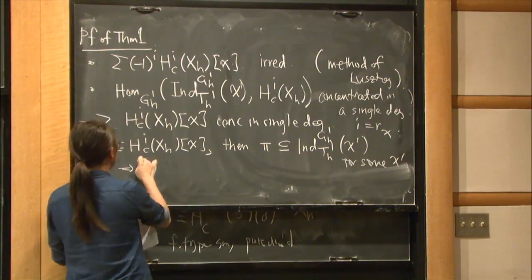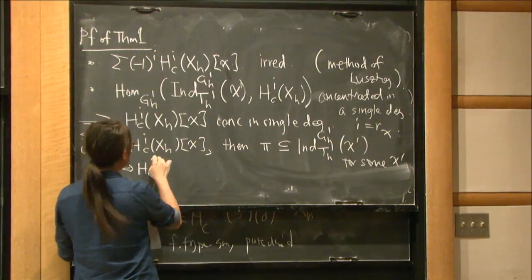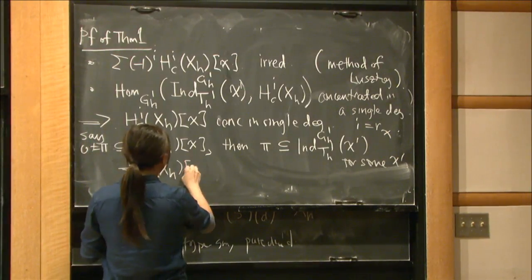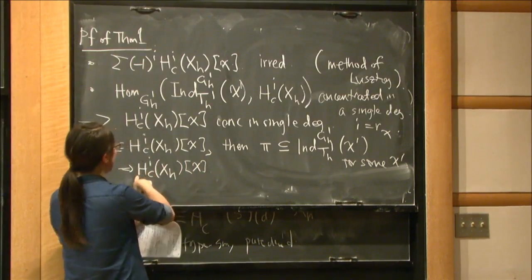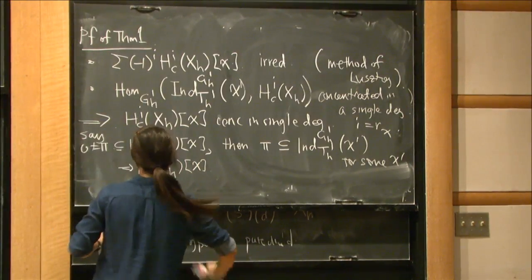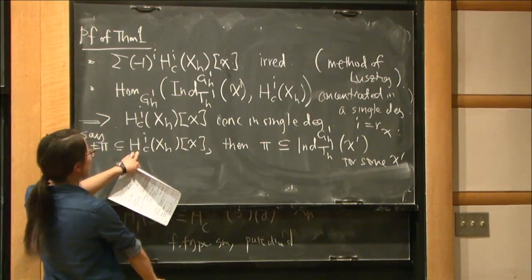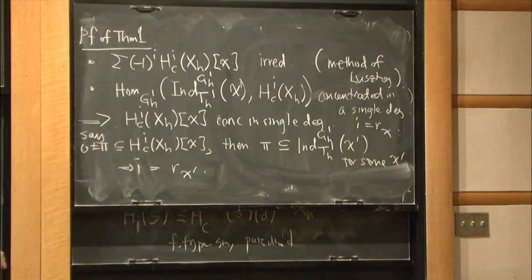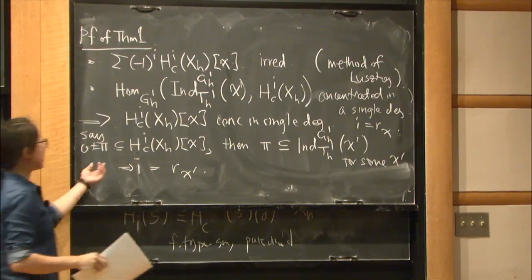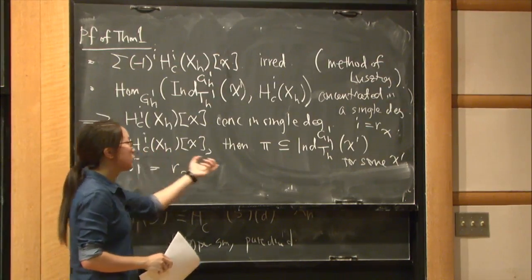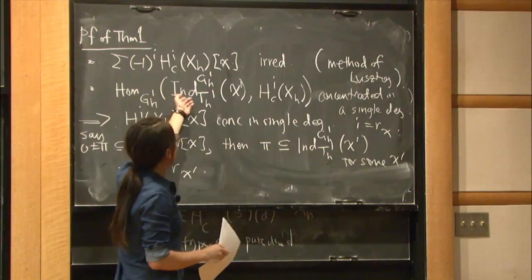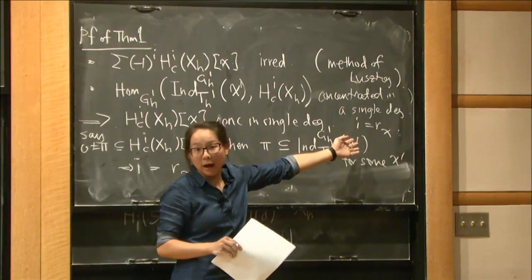This now means that this space being non-zero by assumption means that I has to be the same as r chi prime. Right? Because I'm saying you take an irreducible inside here, that irreducible has to sit inside one of these induced representations. But now by this, I know that it has to be inside r chi prime.